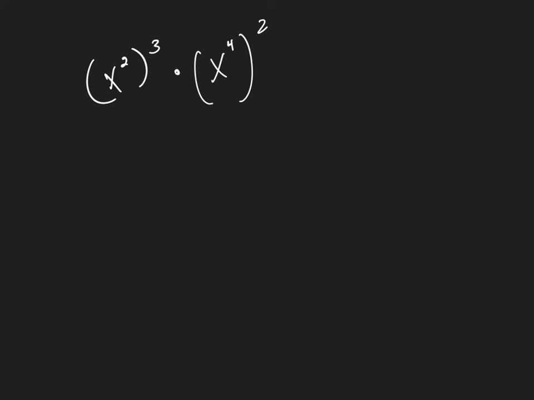All right, our next example is when we are raising a power to a power. So this rule is the powers to powers rule, or power of a power. All right, so I have x squared to the 3rd power. And what this is saying is that I have 3 sets of x squared. So this is like x squared times x squared times x squared, 3 times. And then I have x to the 4th power squared. So this is saying that I have 2 sets of x to the 4th power. So x to the 4th times x to the 4th.